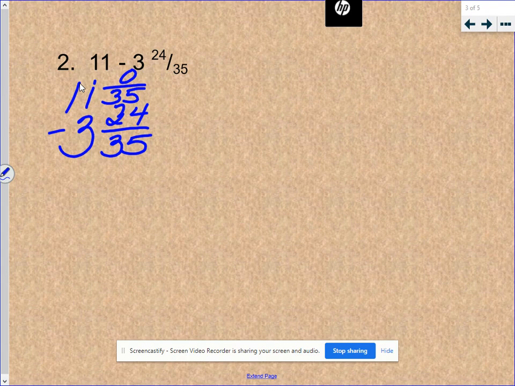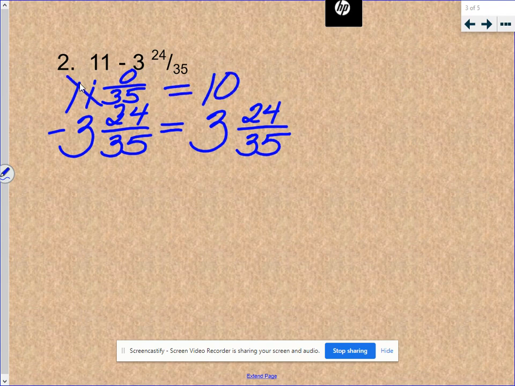Now you can't take 0/35 minus 24/35, so it's time to borrow. You write that second fraction as is. You borrow from the 11 to be a 10. You use our trick. 0 plus 35 gives us 35/35. That whole number 11 had 0/35, so I just wrote that there to remind myself. And then I added my numerator of 0 and my denominator of 35.